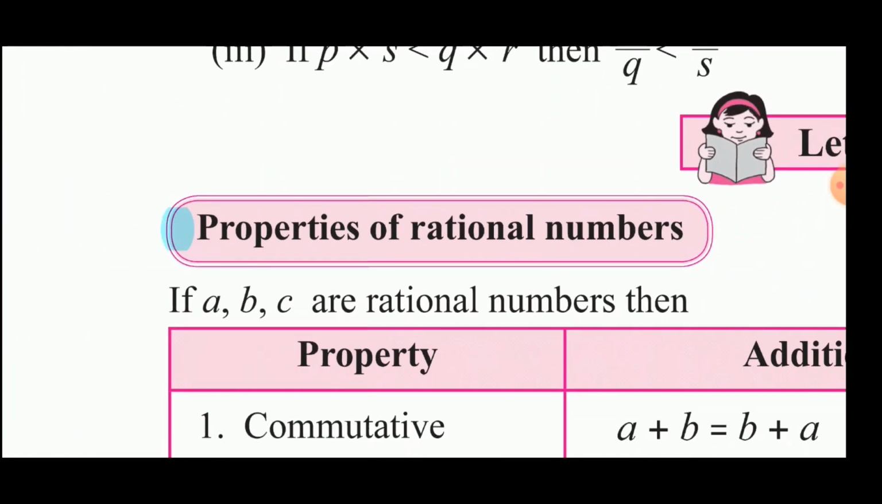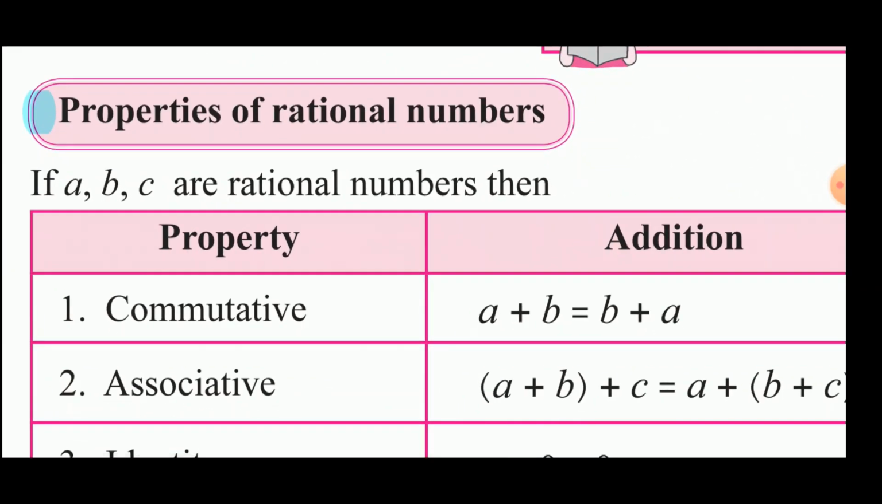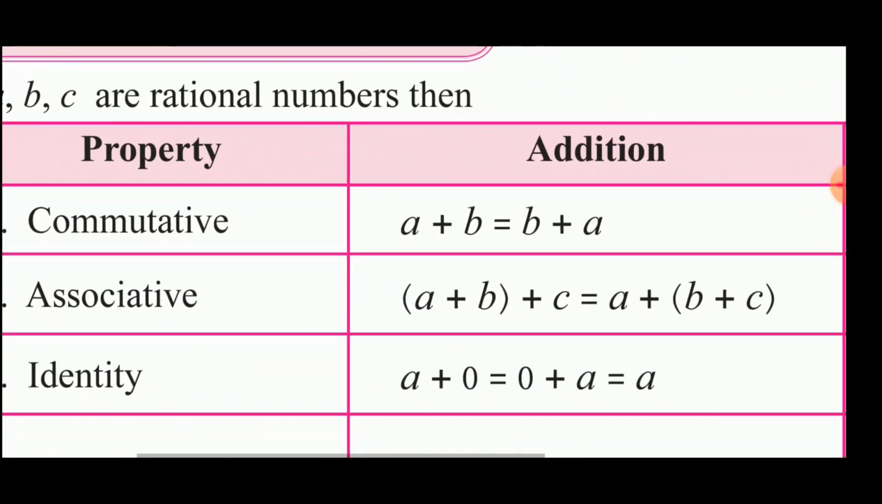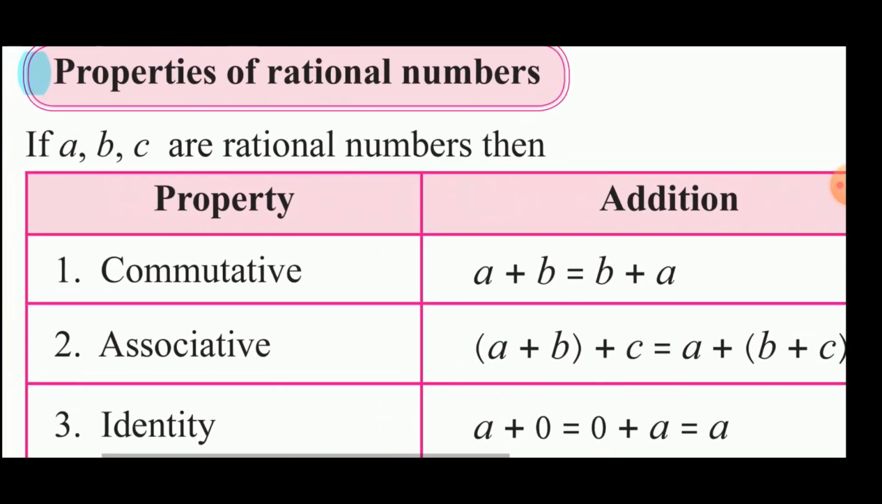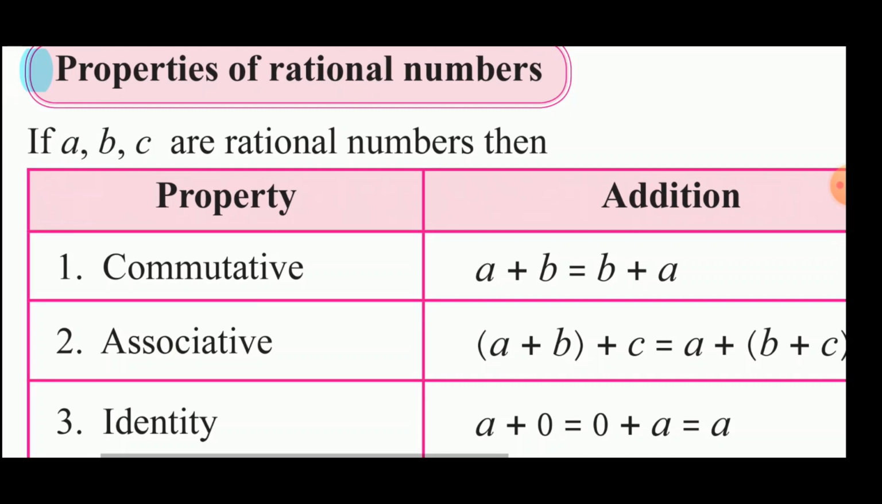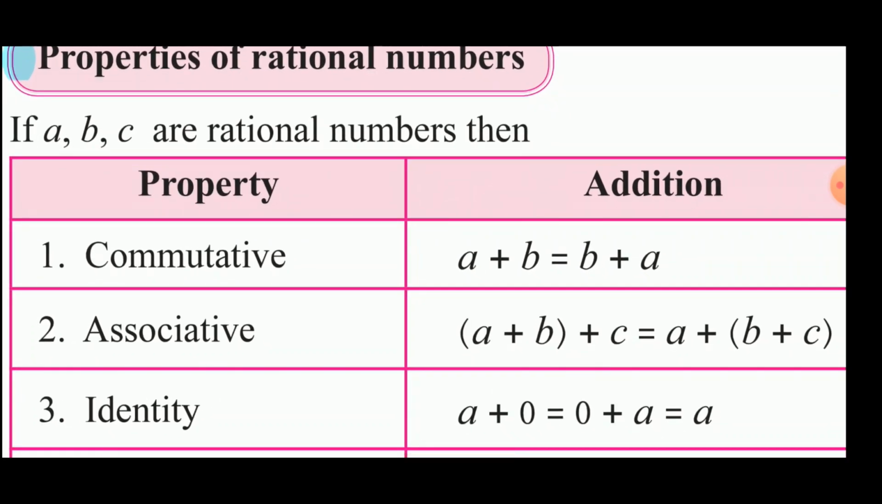Next we will see the properties of the rational numbers. The rational numbers have the following four properties. Commutative: if a, b, c are rational numbers, then the first property is the commutative property.